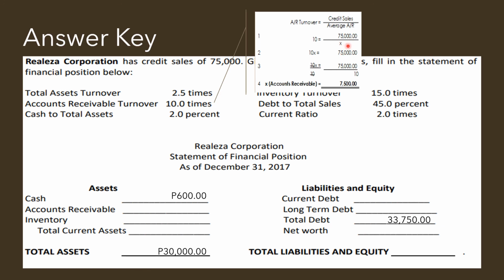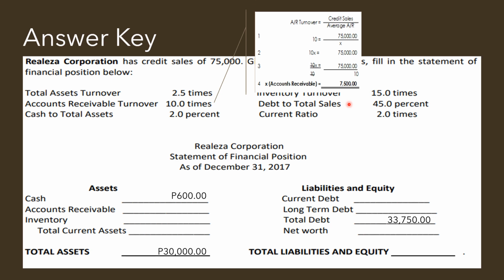So, again, kagaya lang ng ginawa natin sa total assets turnover, multiply it. So, we have 10x equals 75,000. Eliminate the 10. Okay, para matira lang yung x. And then, dito natin malilipat yung 10 ngayon. X equals 75,000 over 10. X is 7.5. Ma'am, di ba po yung AR turnover is year 1 plus year 2?